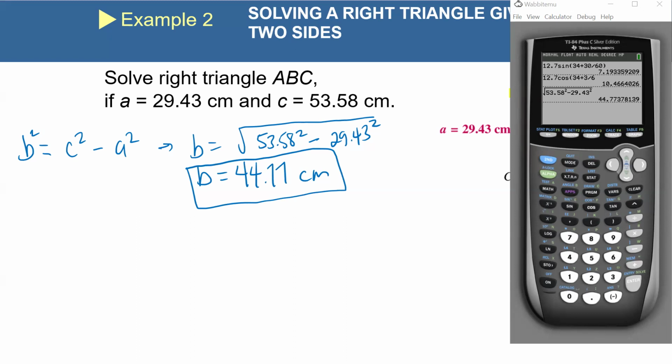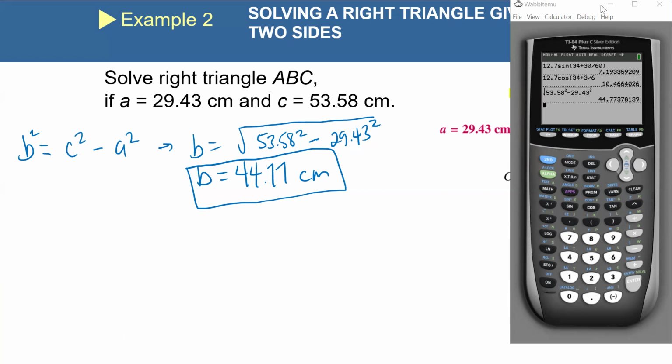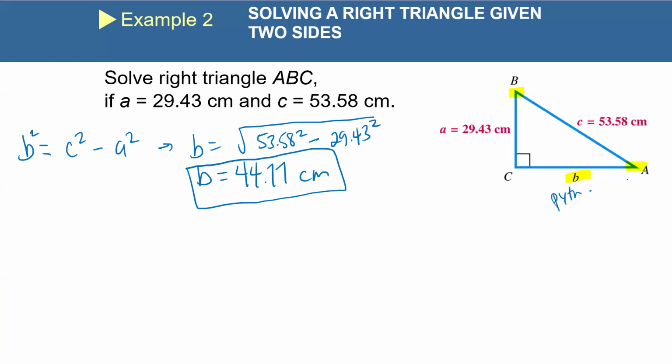We gotta find our angles now. We did the easy part first. Now we're on to the angles. Good job. 44.77. Is that what you got? Perfect. All right, so let's just go ahead and do angle A.